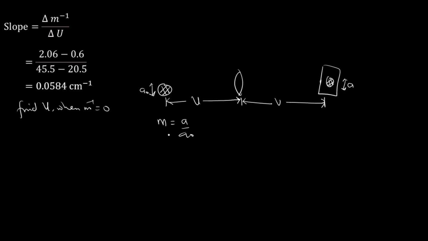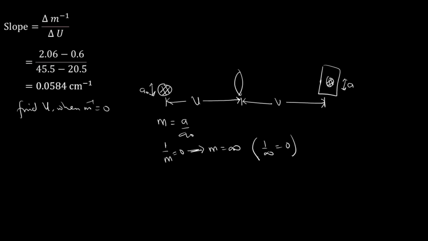What is the physical interpretation of m? M is simply the magnification. Why? It is image height over object height. So m here stands for magnification. Now we are told to find the value of u when m inverse is 0. When m inverse is 0, it implies that m is infinity. Why? Because 1 over infinity is equal to 0. Since 1 over infinity is 0, and we're told that at that point 1 over m is 0, it means at that point m is infinity.